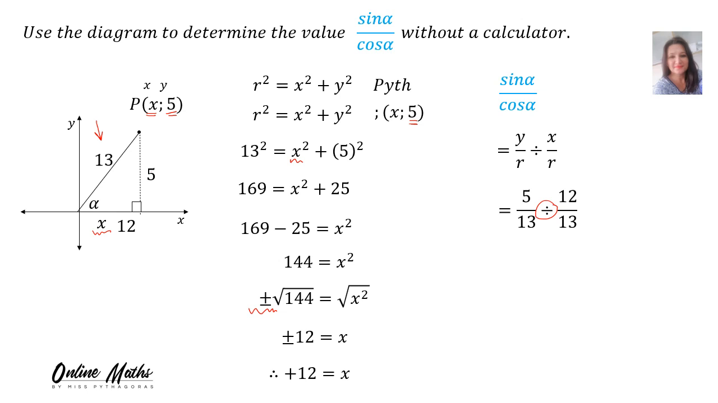And then remember, we don't divide in maths, we multiply. When you turn this into a multiplication, this will swap around. Therefore, it's 5 over 13 times 13 over 12. And then 13 and 13 will cancel, and you're left with 5 over 12.